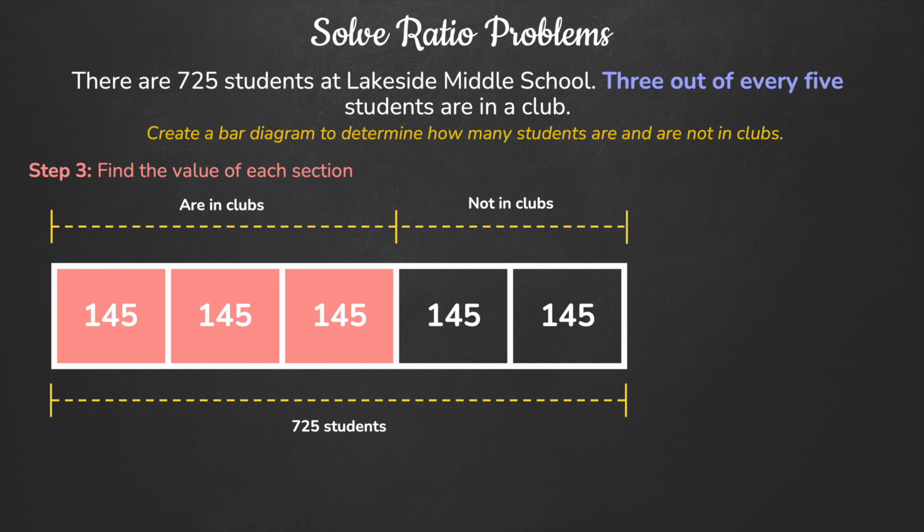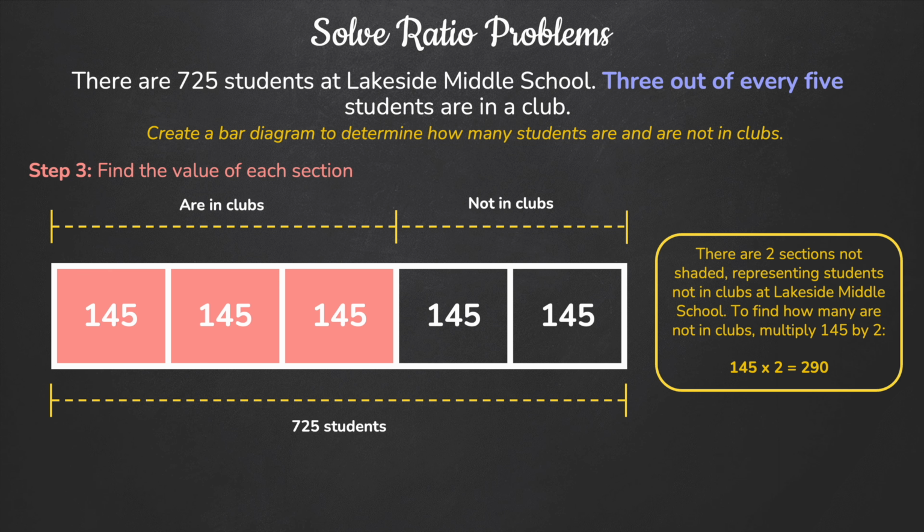Then, to figure out how many students are not in clubs, we're going to take the 145 and multiply it by 2 because there are 2 sections that are not shaded, and that represents the students who are not in clubs. So 145 times 2 is equal to 290. Which represents the number of students who are not in clubs. We could have also done 145 plus 145 and gotten the same answer. So there are 290 students who are not in clubs.